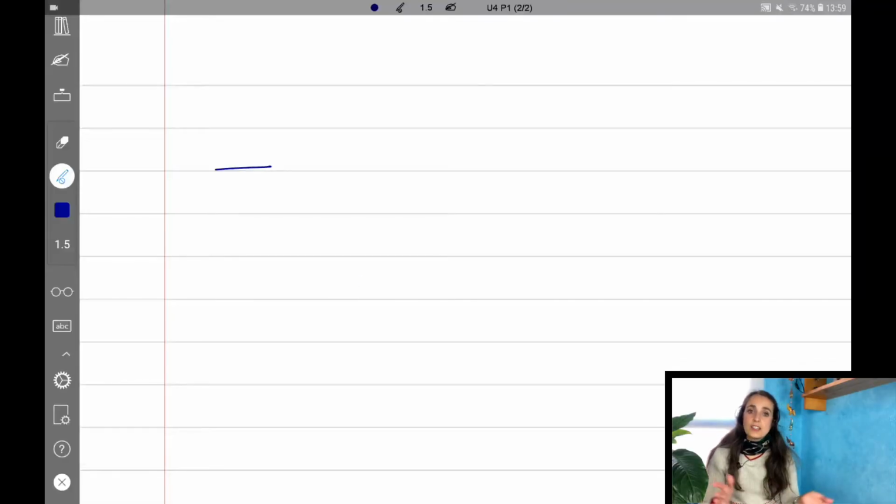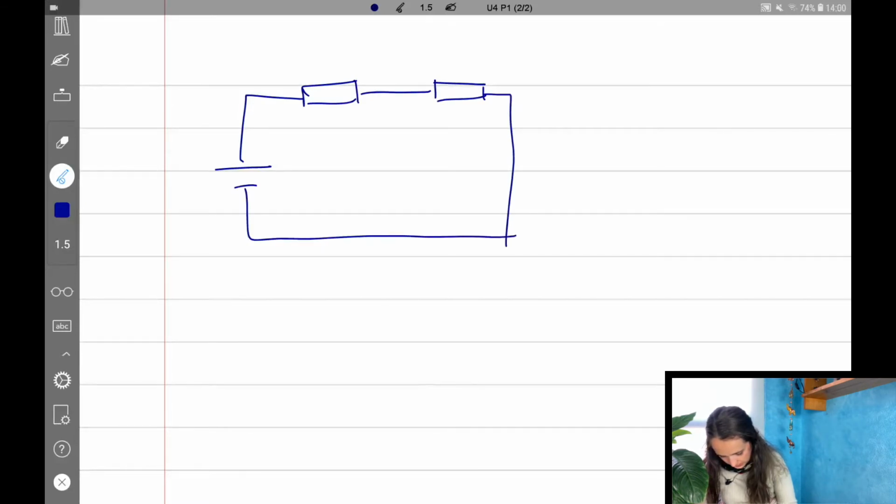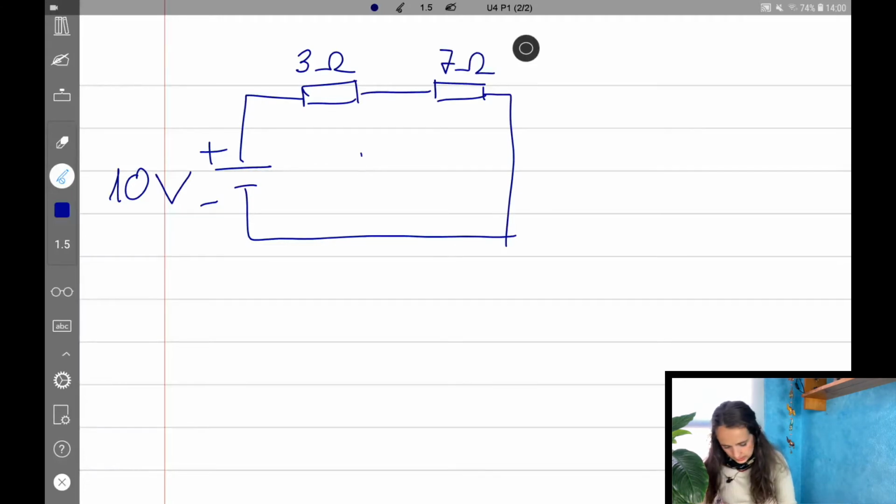So let's do an exercise to see how it works. Imagine that we have a circuit like this with two resistors and one cell. The voltage in the cell is 10 volts, and the resistance is 3 ohms in this resistor and 7 ohms in this one. So the question is, what is the intensity? We don't know the intensity.